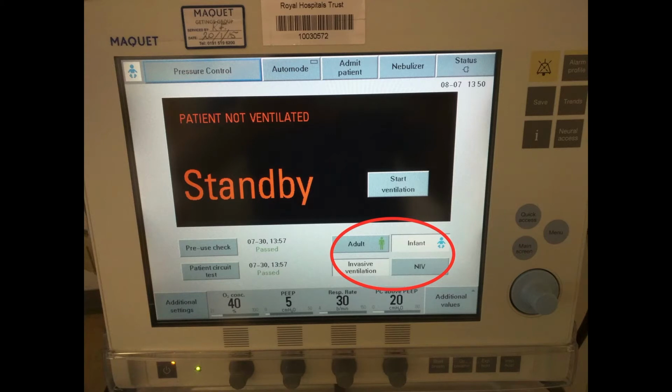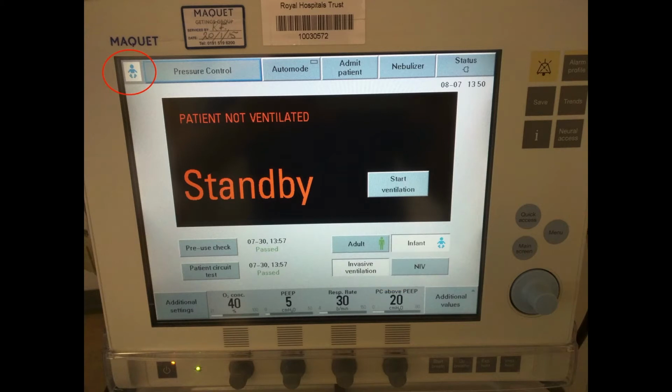But the minimum tidal volume that can be delivered in the adult mode is 100 mils. So really we want to be able to set a minimal tidal volume of 5 mils per kilo, and that limits the adult mode to 20 kilos and above. So to simplify this stage for you, if your child's less than 20 kilos, pick infant mode. If your child's more than 20 kilos, pick adult mode.